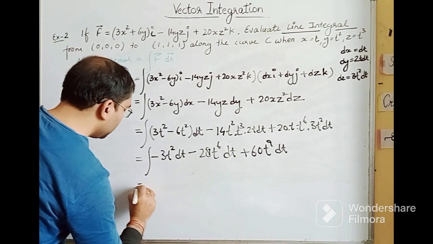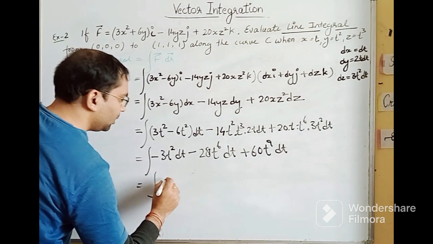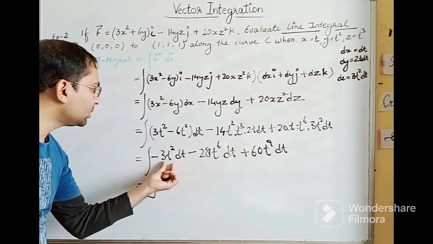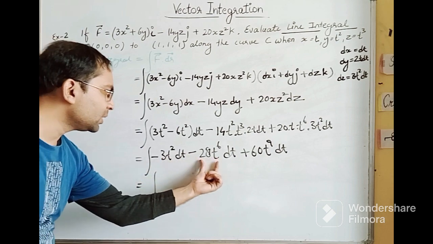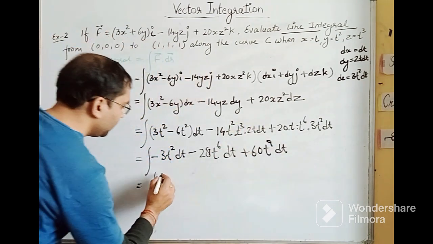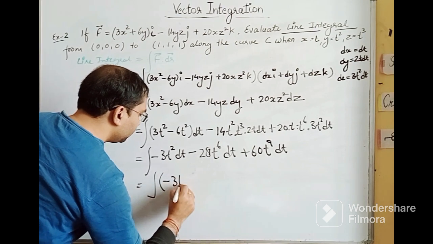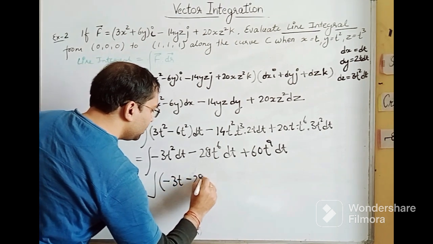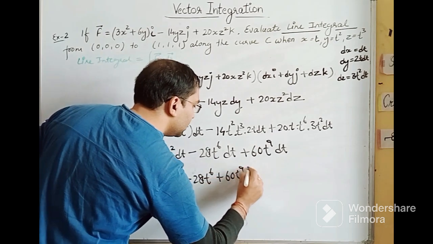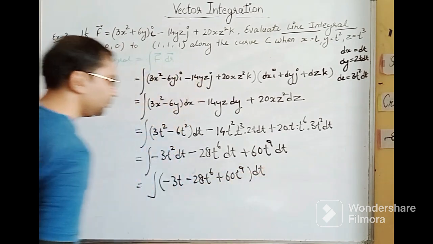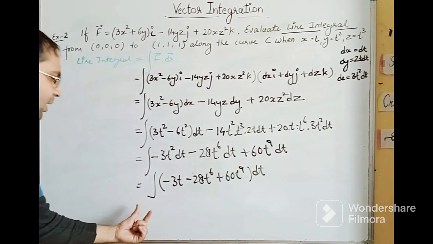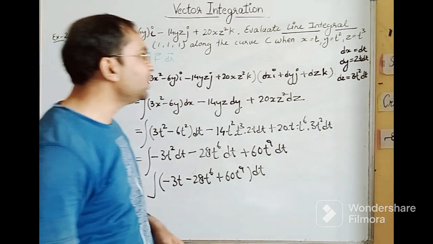So next is this integral. Here we can solve these two terms. This is 3t square, 28t6 and 60t9 dt. We will take dt common. So this will become the integral of minus 3t square minus 28t6 and plus 60t9 dt. So this has been converted into t. What we need now are the limits. So we'll get limits from this.